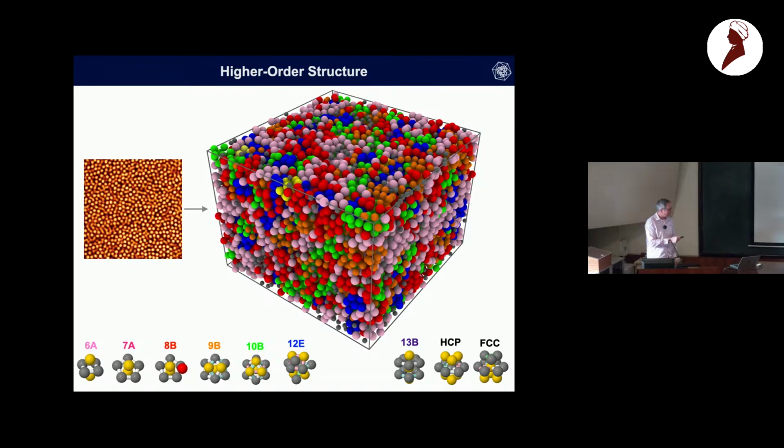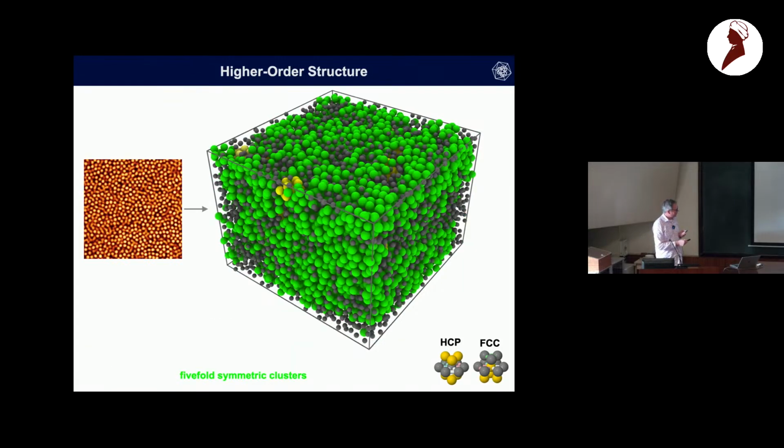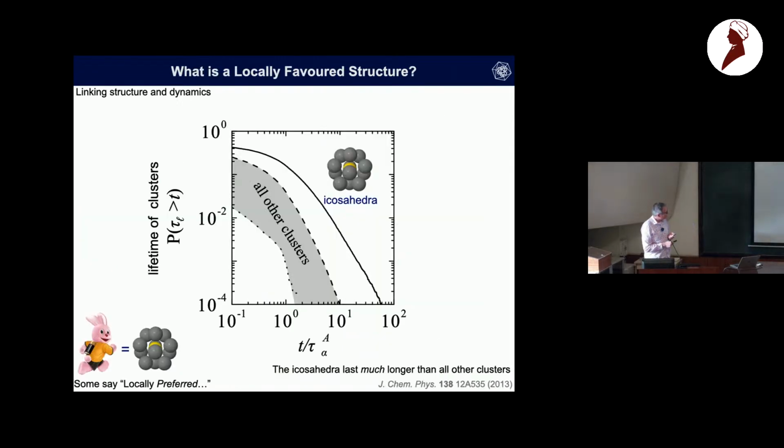So we can identify these different clusters in the coordinate data set that we would obtain by either experiment or simulation. Well, this also looks a bit of a mess. We could make it look less messy by saying if the cluster is five-fold symmetric, i.e. it has a five-membered ring, then we'll color it green. So now we see there's a lot of five-fold symmetry in this data set. Now, how do we know which of these many clusters is the locally favored cluster? We measure the lifetime.